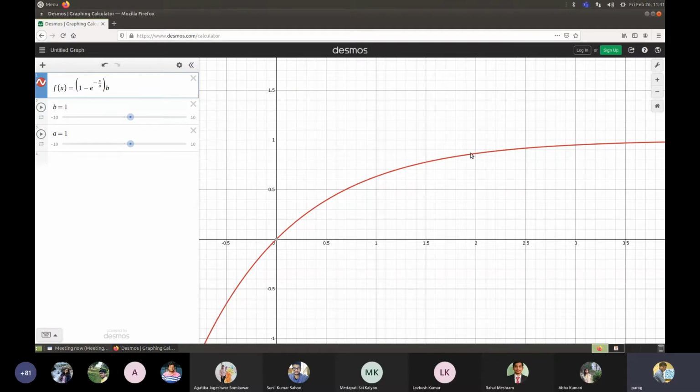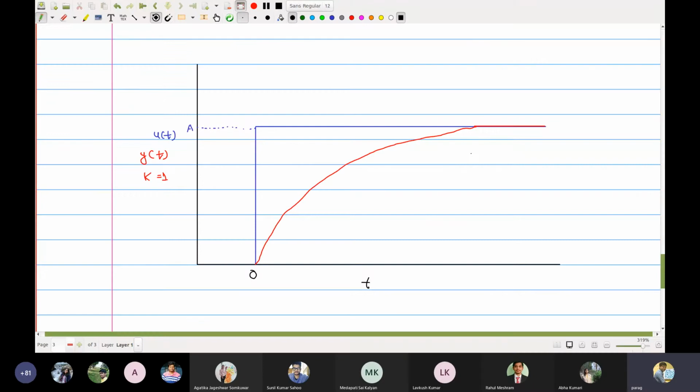Okay, so let me draw it here. The concept is that let me make certain horizontal lines. I'll make a horizontal line, and again I'll make a horizontal line. These are supposed to be at equal time.